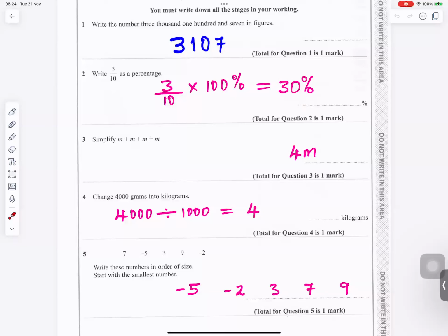Simplify. So it's like 1m plus 1m plus 1m plus 1m. So there's 1, 2, 3, 4. So it's 4m.